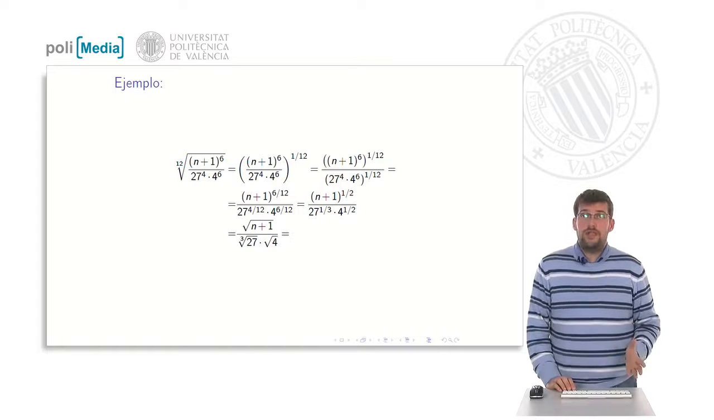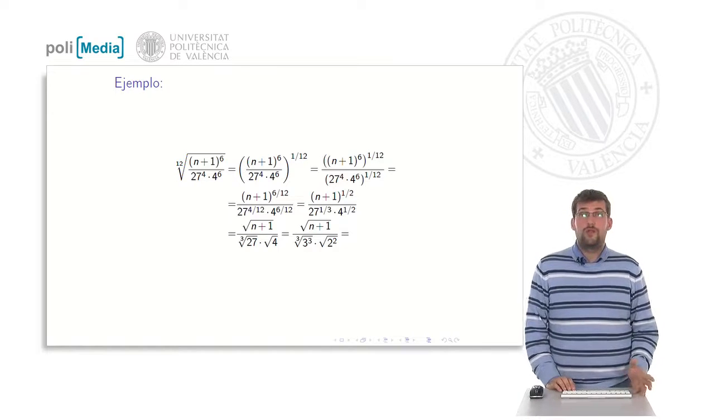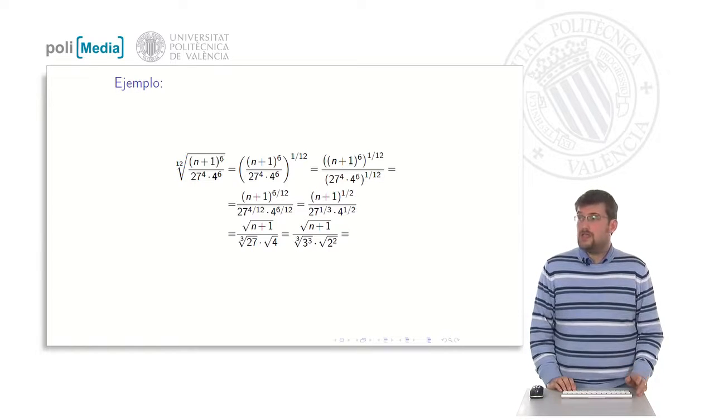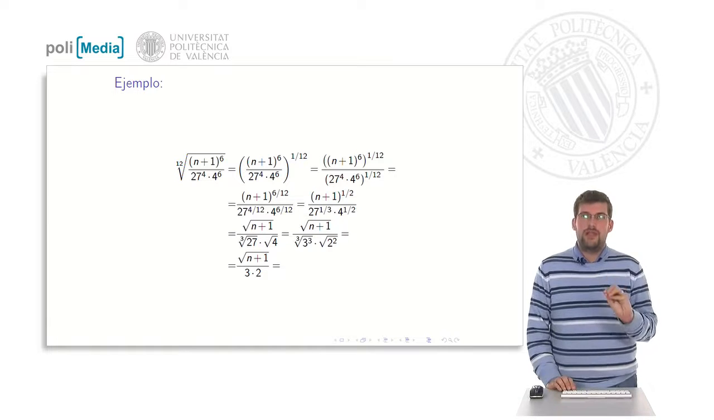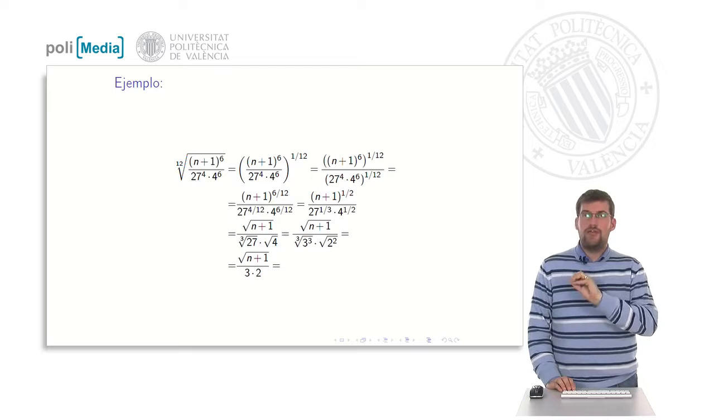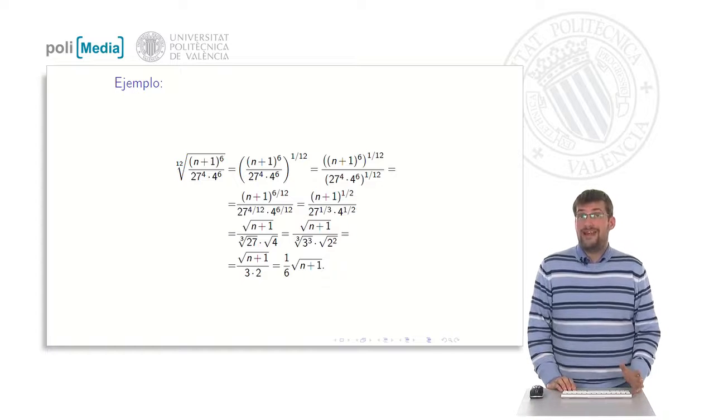But the number 27, as we know, is 3 cubed, and the number 4 is 2 squared. The cube root is the inverse of raised to 3, the square root is the inverse of raised to 2, and therefore the radicals go with the exponents, and we can say that the denominator is 3 times 2. Therefore, what we are left with here at the end is the root of n plus 1 divided by 6, or what is the same, 1/6 times the root of n plus 1.